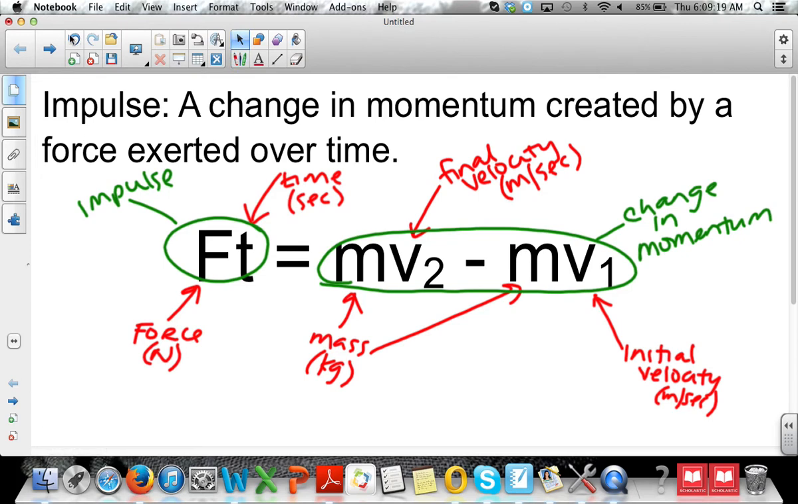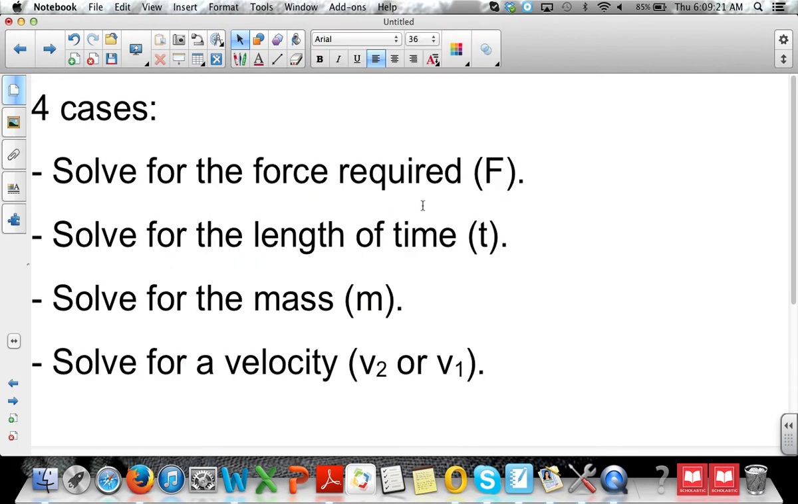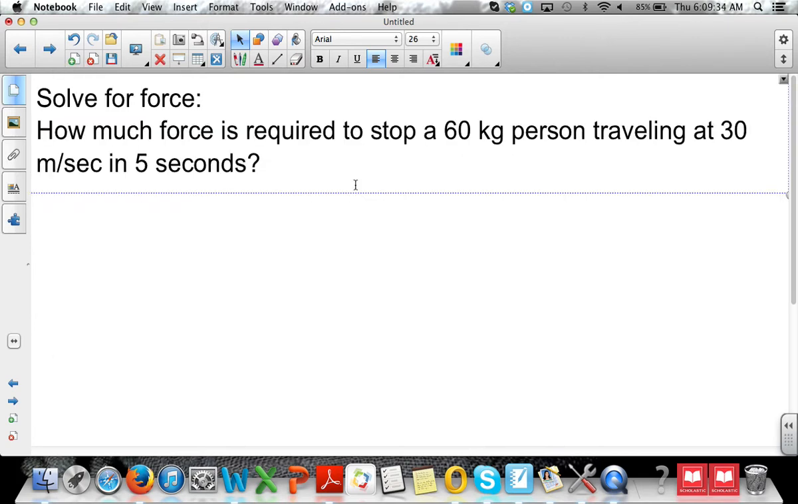So I want to go through some examples. So there's 4 different cases. We could be solving for the force, we could solve for F, or solve for the time, or the mass, or one of the velocities. The velocities work the same way. So let's go through each of these. Okay, so first force. How much force is required to stop a 60-kilogram person traveling at 30 meters per second in 5 seconds? So this is going to work just like every other situation you've done.